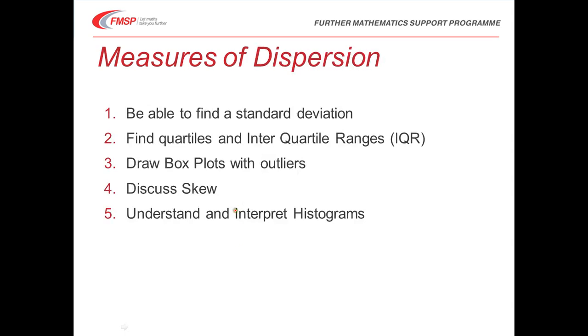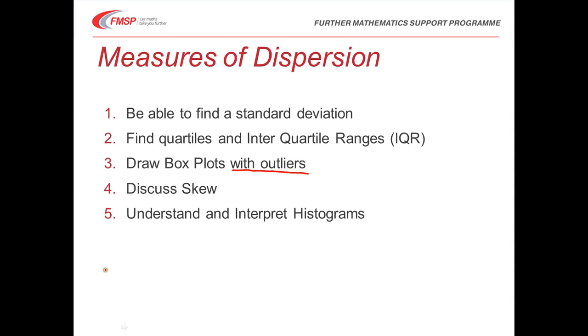Measures of dispersion are basically your standard deviation, so you need to be able to find that, and also your interquartile range. They're the two that we use. So you need to be able to do those. Also, draw box plots with the added bonus of having to deal with outliers. You need to also discuss skew.